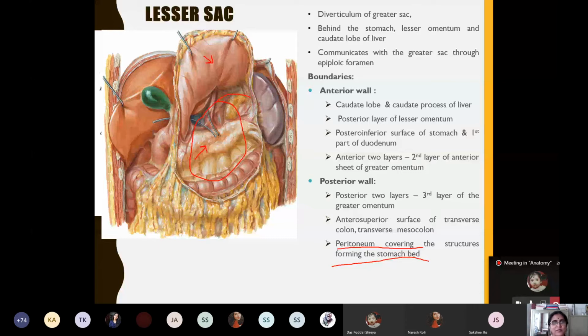Can you write down? Anterior wall of lesser sac: enumerate the structures forming the anterior wall of lesser sac in a 1 mark question, 2 marks question, SAQ, or posterior wall. Can you do it, all of you? Clear? Yes, ma'am. Very easy.